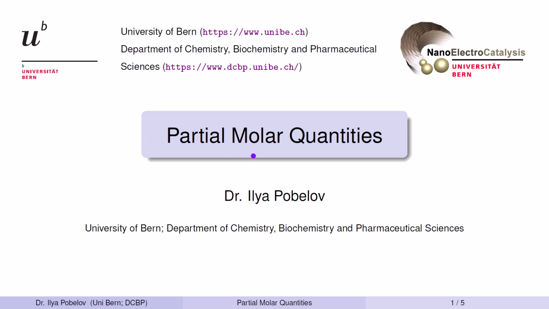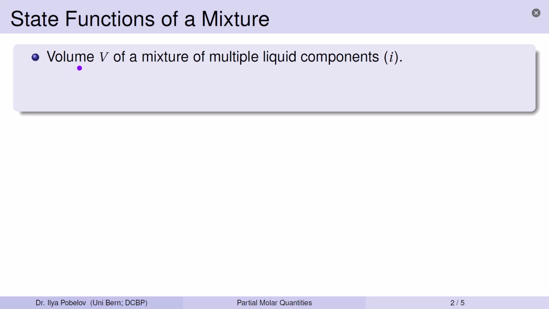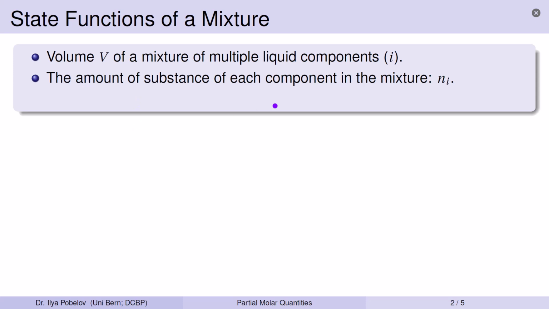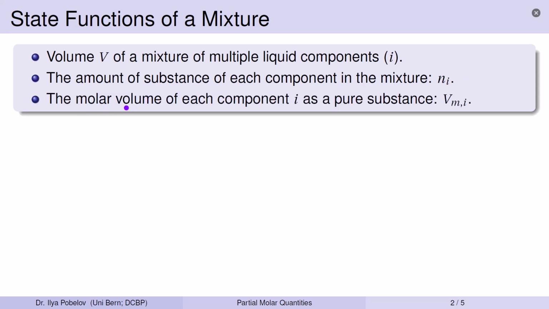In this module, we will introduce partial molar quantities. How do state functions of a system change when we mix multiple liquid components together? For illustration, let's focus on the state function of volume. For each component in the mixture, we denote the amount of substance by Ni. The molar volume of each individual component i in its pure form is given by Vmi.